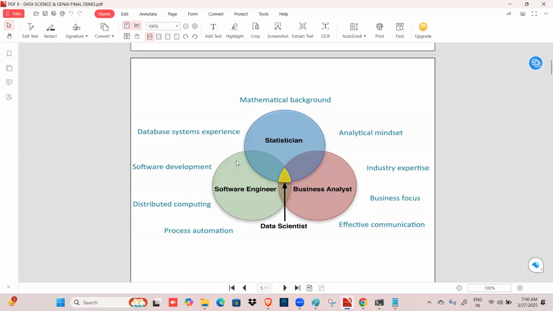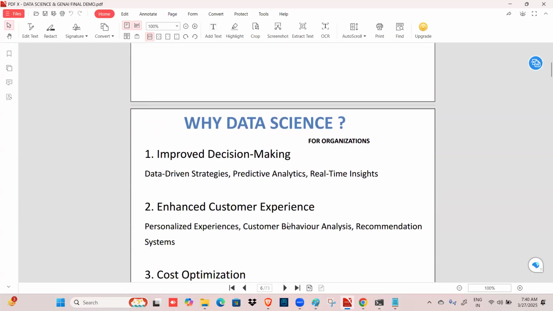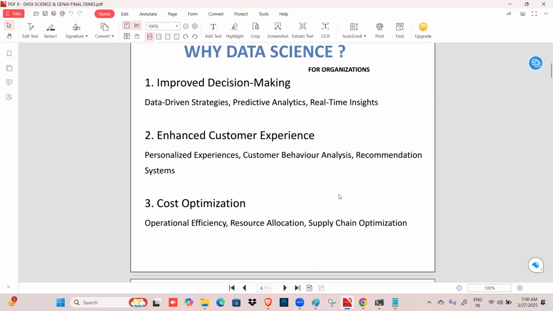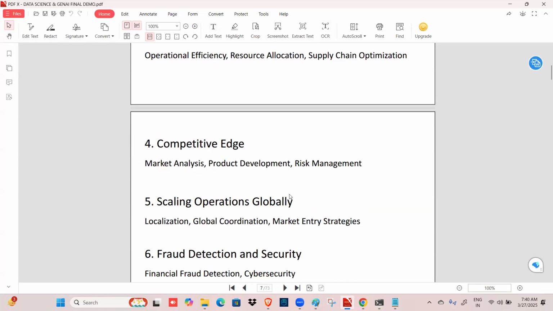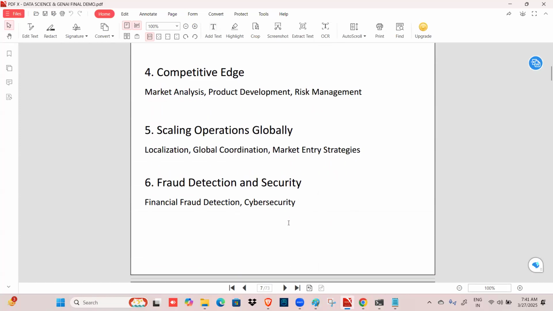Why? Because we are going to collect the data from the database, or otherwise the data should be present in the cloud. So we need basic knowledge of cloud computing, which is enough to work as a data scientist. And why data science for organizations? Here I'm going to discuss only the important terms: improving decision making, enhancing the customer experience, cost optimization, like reducing the project cost, competitive edge, and scaling the operations globally instead of working locally.